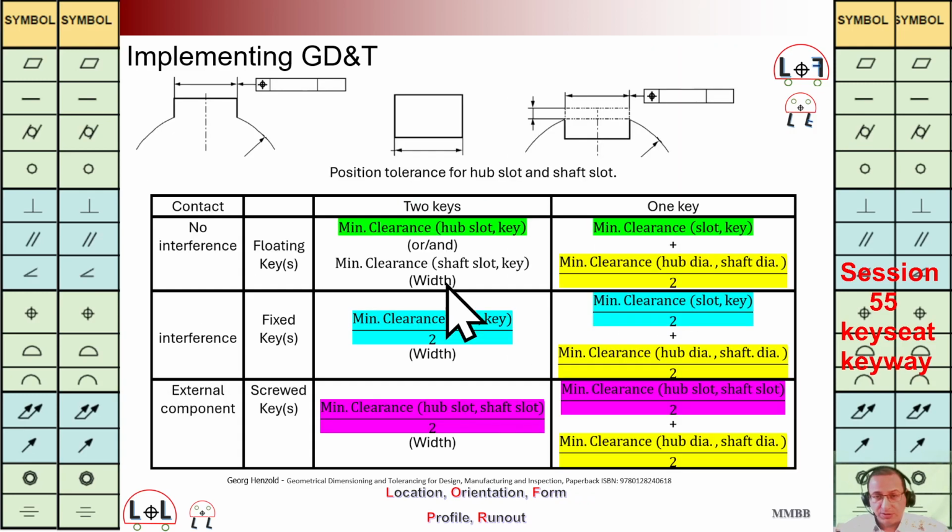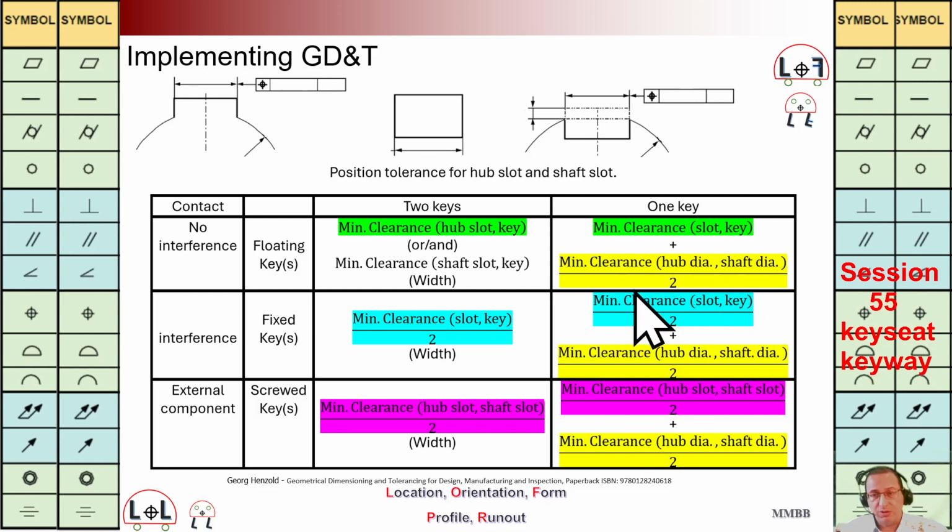For this slide, we are going to summarize all of them in one table. When there is no interference, we are going to call it floating key. If we are going to have two keys or one key, we are going to have this formula. As we can see, when we are going to have one key, the effect of this clearance between hub and shaft diameter will be included.